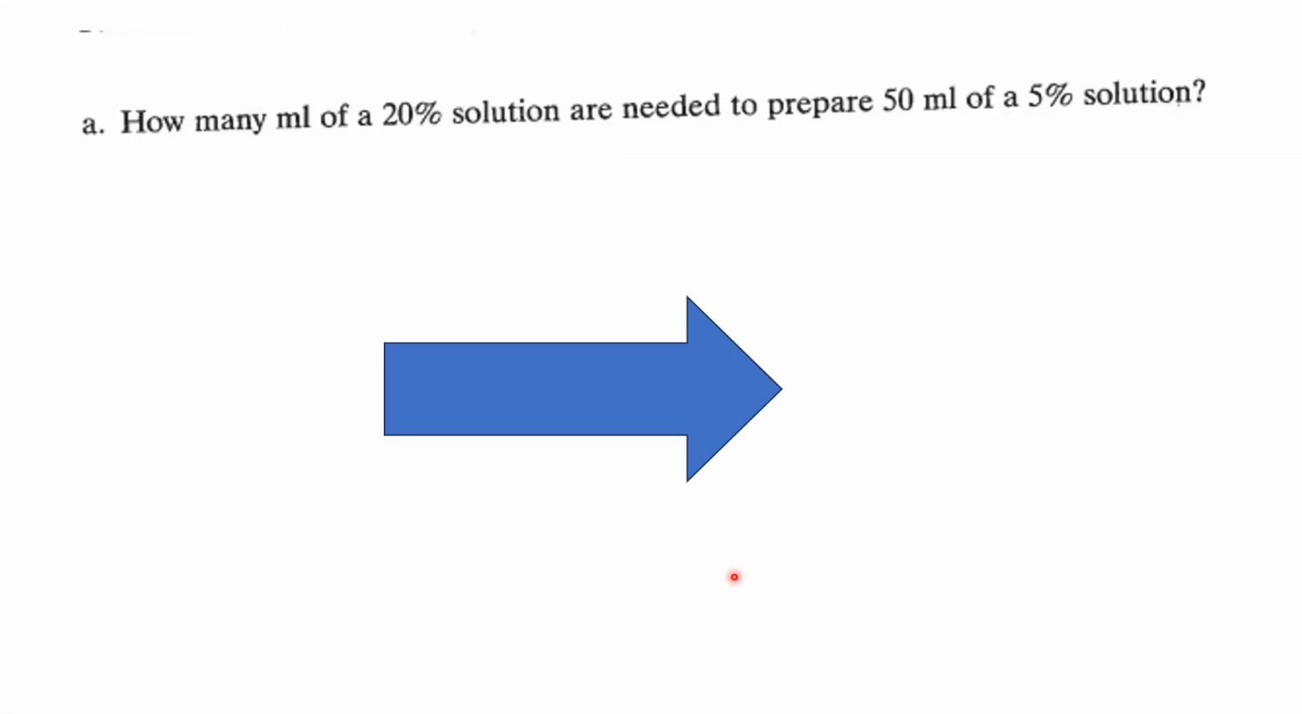So the first example we look at is how many milliliters of a 20% solution are needed to prepare 50 milliliters of a 5% solution. Please give this a go. Let's see how you did.